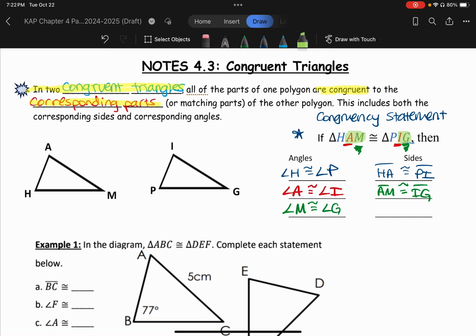Okay. And then lastly, we've done first and second, second and third. Now we can do first and last. HM, well, that's the first and last letters. It corresponds to PG. So we can say here that line segment HM from that first triangle is congruent to line segment PG. And that's how these congruent triangles are going to work. These corresponding angles will be congruent and the corresponding sides will be congruent.